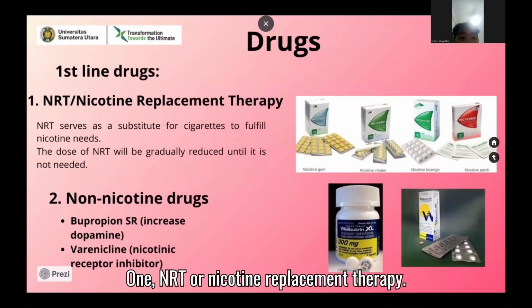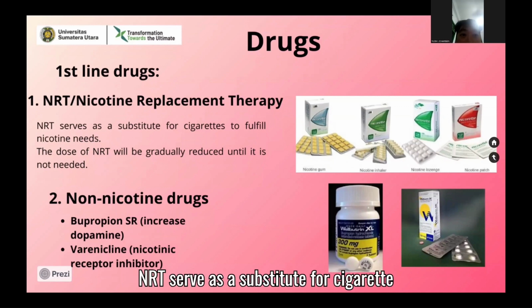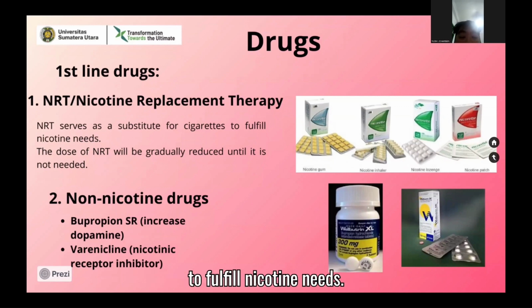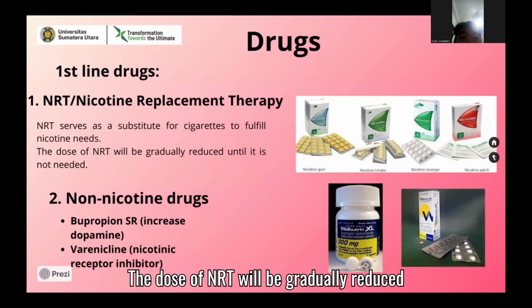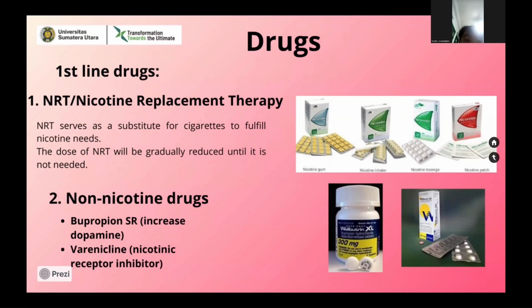First line drugs: 1. NRT, or nicotine replacement therapy. NRT serves as a substitute for cigarettes to fulfill nicotine needs. The dose of NRT will be gradually reduced until it is not needed. 2. Non-nicotine drugs. One is bupropion SR, the second one is varenicline. Next.